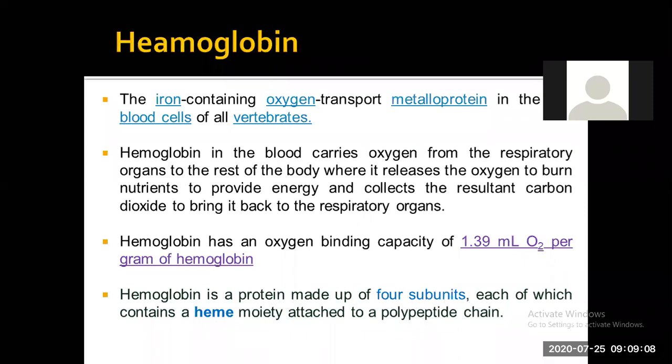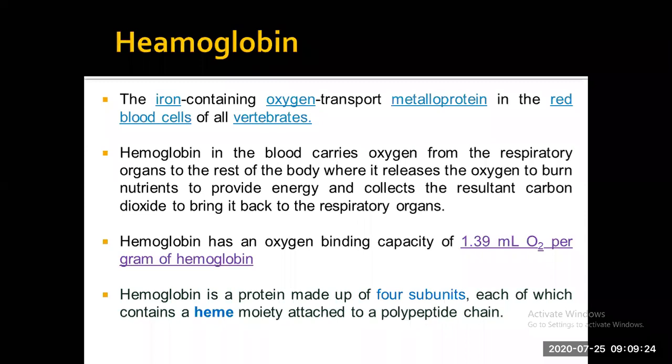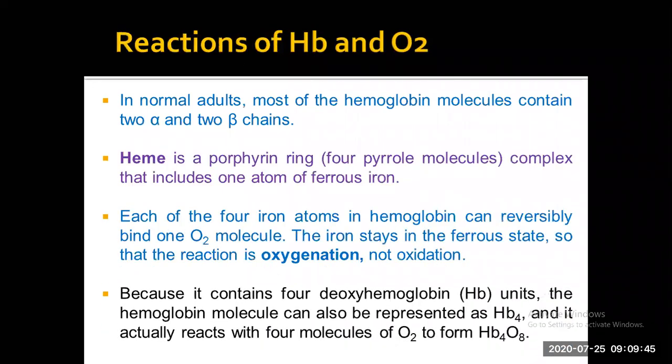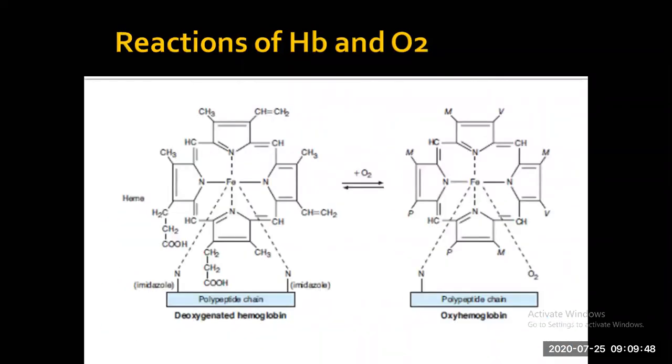Now come to the structure of hemoglobin. This is a difficult structure. We will see here. Hemoglobin is made up of four subunits. Each subunit contains a heme moiety, which is attached to a polypeptide chain. Here, the four subunits, each of them contain a heme moiety. So this heme moiety, you can see here, this is one of the four subunits.